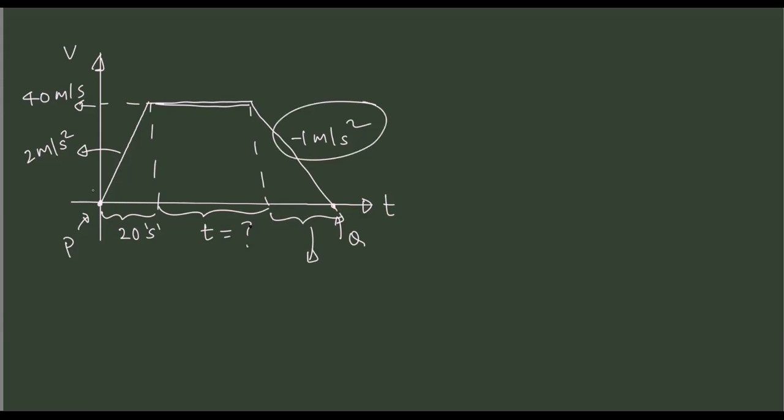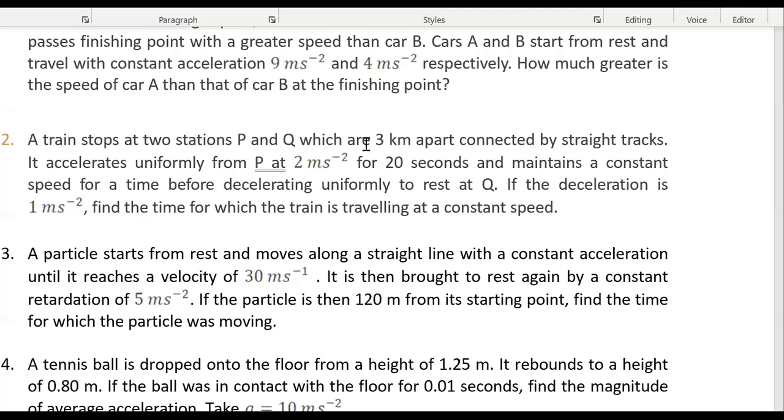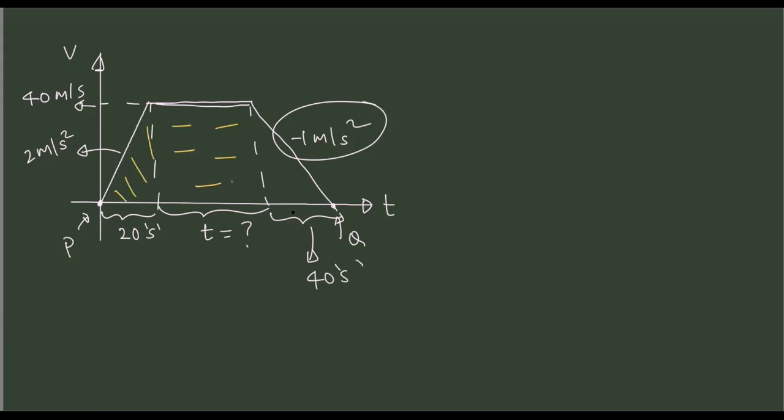Abhiram, are you okay? The time for deceleration will be twice the time for acceleration? Yes. Okay, so this would be 40 seconds. Now, how would we read the displacement that is given? The distance between the stations is 3 kilometers. The triangle's total area is 3000. So the total area is 3000 meters.